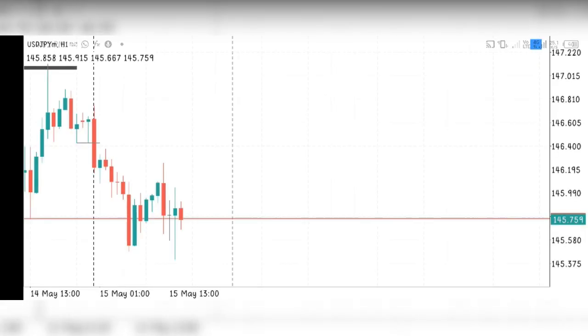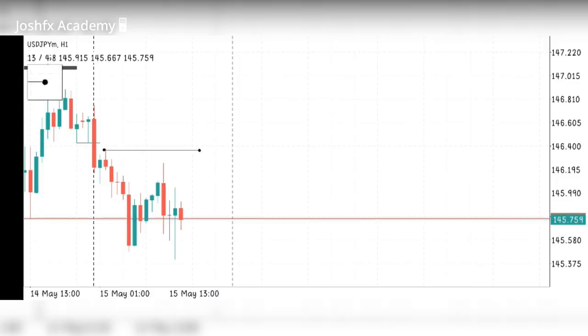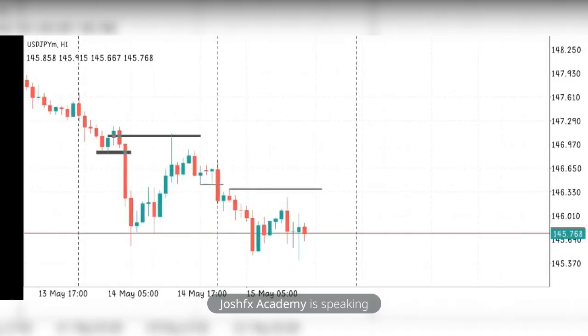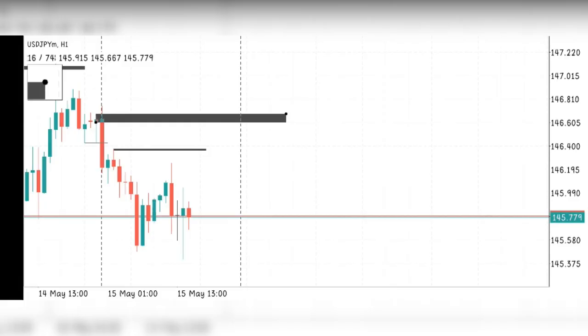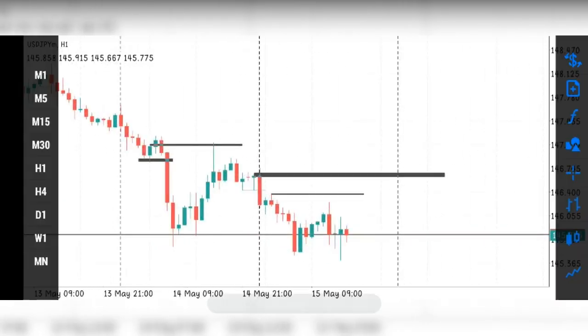Then we are expecting the market. This is what I suggest. I expect the market to come and take out this liquidity. So if it takes it out, then it's going to start selling from here. Okay.